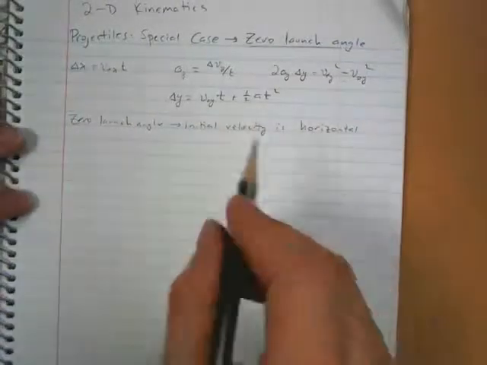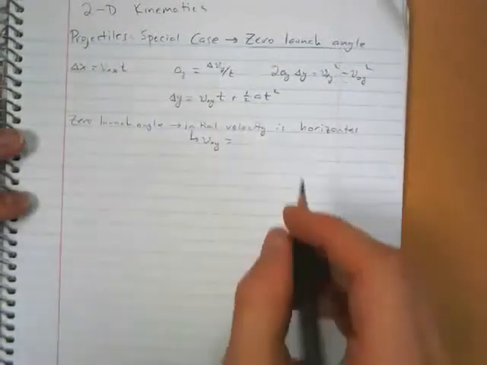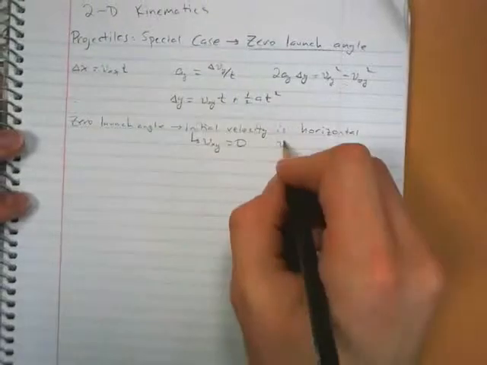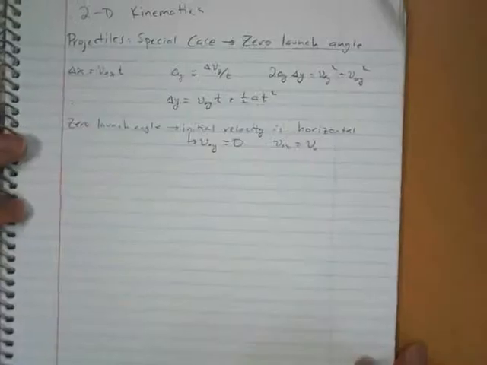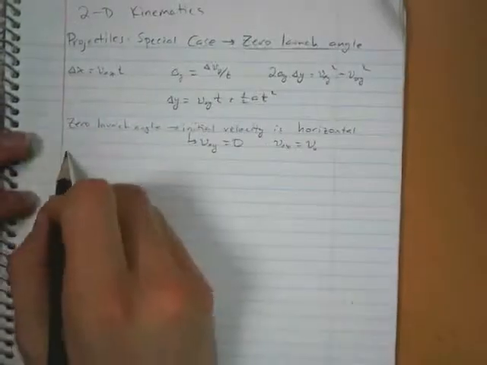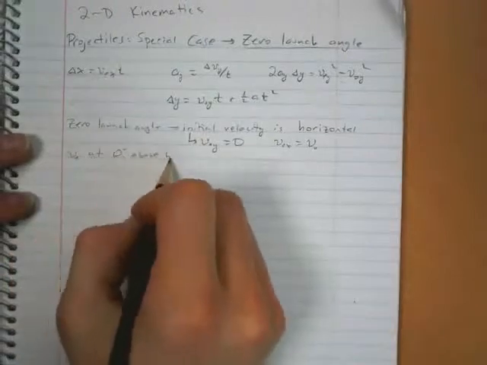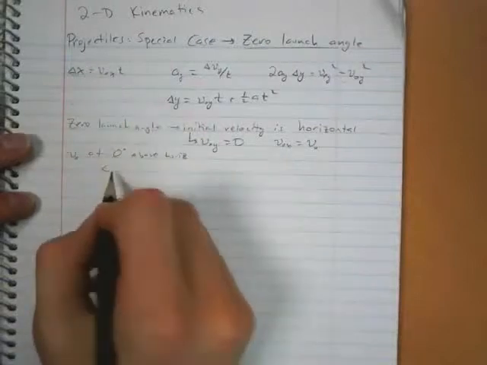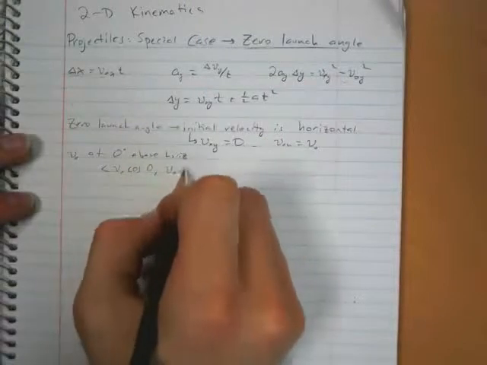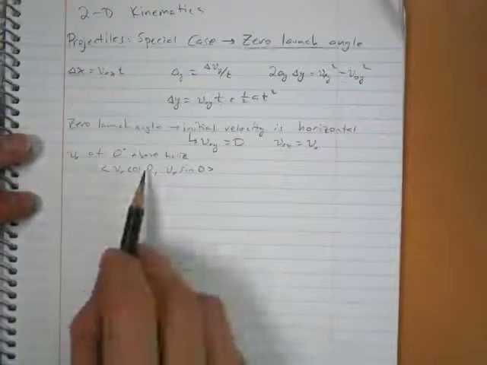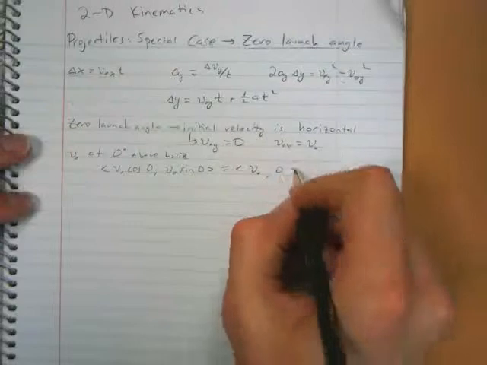If our initial velocity is horizontal, that means the y component of our initial velocity is 0. And the x component of our initial velocity is just the magnitude of that initial velocity. If you wanted to think about it in terms of angles, this would be our initial velocity at 0 degrees from the horizontal. So then our components would be v naught cosine 0, v naught sine 0. Cosine of 0 is 1, the sine of 0 is 0. So our initial velocity is just v naught, comma, 0.